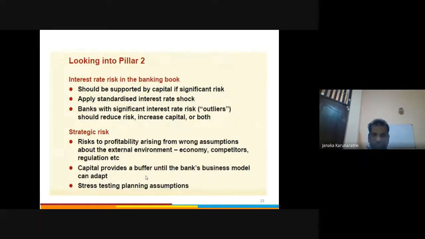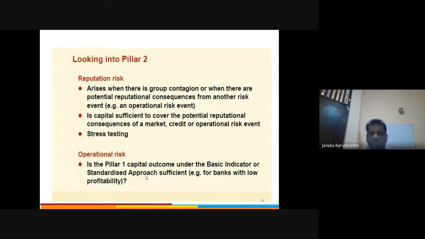Reputation risk arises when there is group contagion, or when there are potential reputation consequences from another risk. For example, due to an operational risk event, your systems go bust and the public will lose confidence because you don't have any backups. As a result, you will be subject to reputation risk. So an operational risk event led to a reputation risk. The question is, is capital sufficient to cover the potential reputation consequences of a market, credit, or operational risk event?